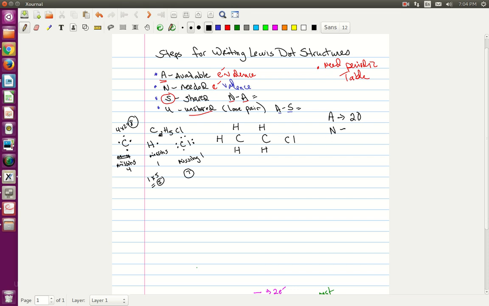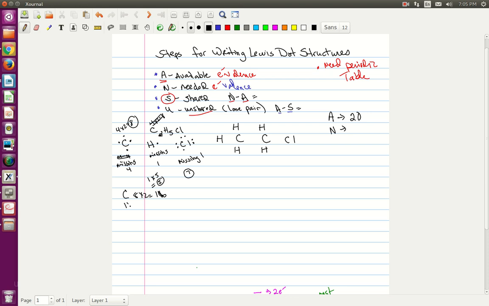How many are needed? Okay, well, let's think about it. We have 4 that are needed for this carbon, and there are 2 carbons. So that's going to be 4 times 2. We need 8 electrons here. Sorry, that's not what we do. We say every carbon needs 8, and there are 2 carbons. So carbon needs 8, and times 2, that's 16 that the carbons need, right?